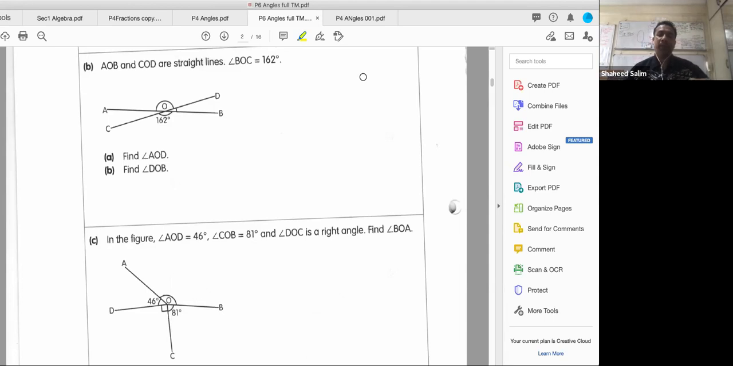Same answer as Akil, 162. All right, so now this and this are equal. You must remember that. This and this are equal. So, all right, well done.